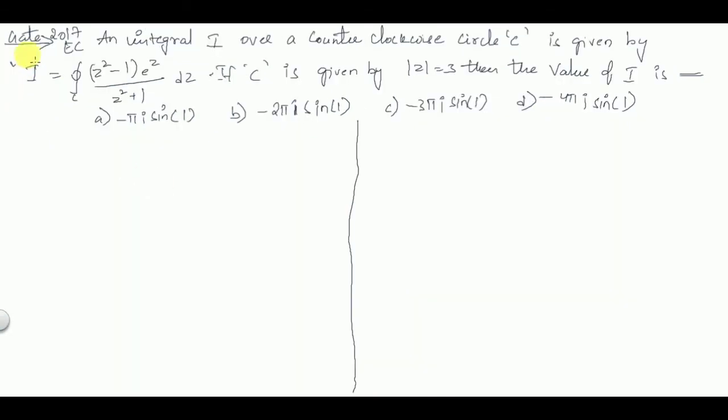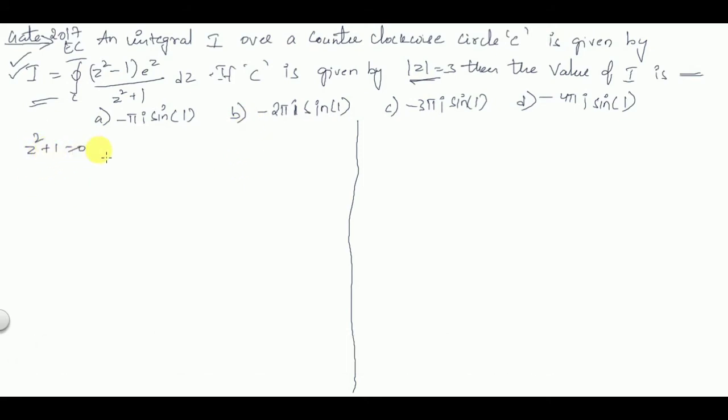Right, we'll solve one more problem. This is the GATE 2017 problem for Electronics and Communication Engineering. He has given an integral I, and he has asked us to find the value of I, and he has given some contour. Same procedure.